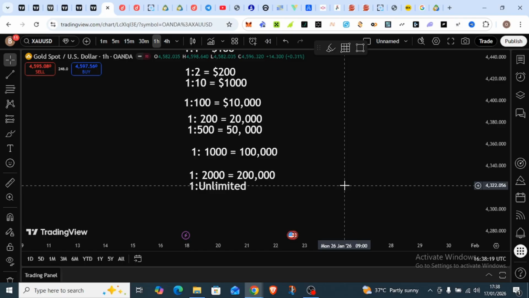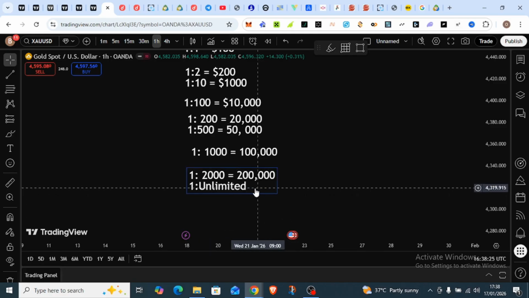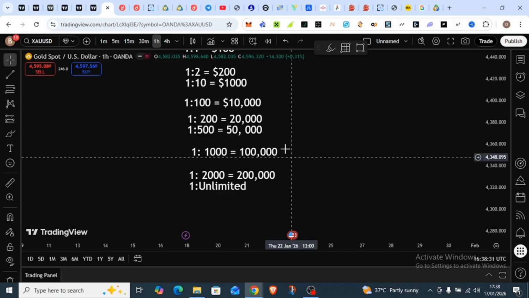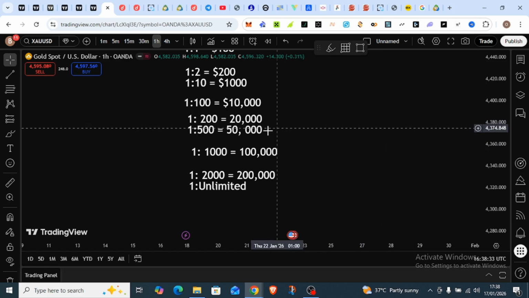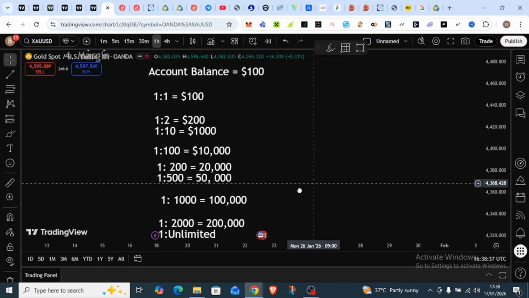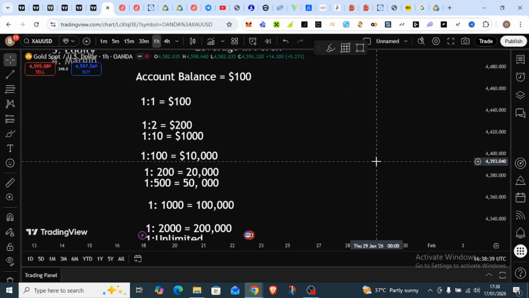1:unlimited is available in some brokers. So if you are using 1:unlimited, this means you can buy as much as your account can hold, like your margin. When I get to margin, I will explain what I mean by that. So let's continue.